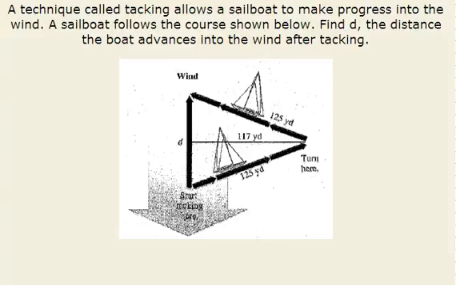A technique called tacking allows a sailboat to make progress into the wind. A sailboat follows the course shown below. Find D, the distance the boat advances into the wind after tacking. So what this problem is asking is right here. All the words just to say we're looking for this right here. We're trying to find D, this distance.